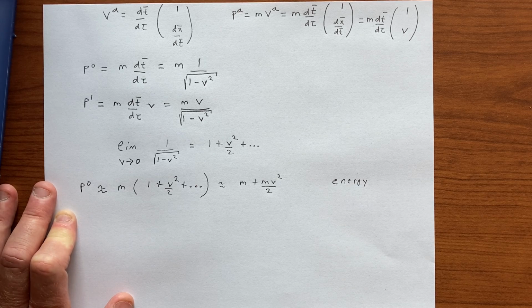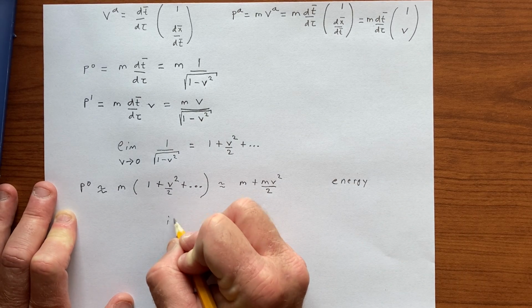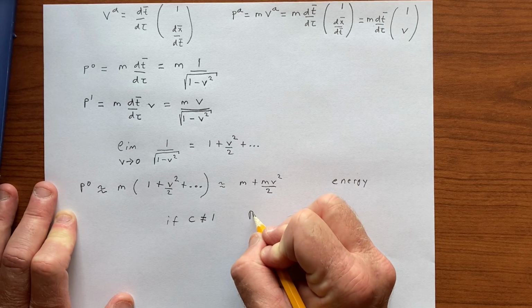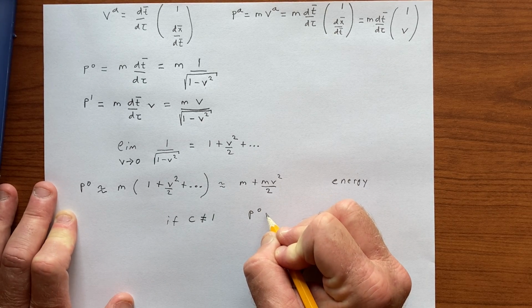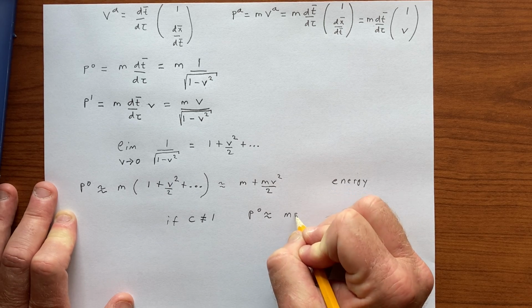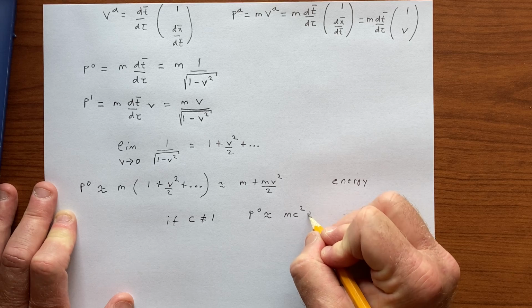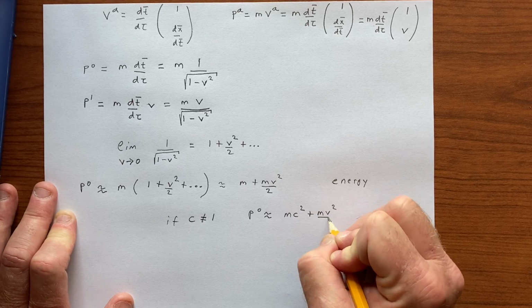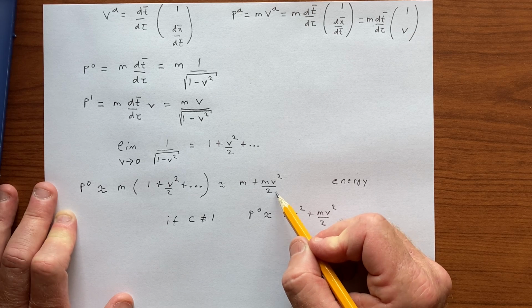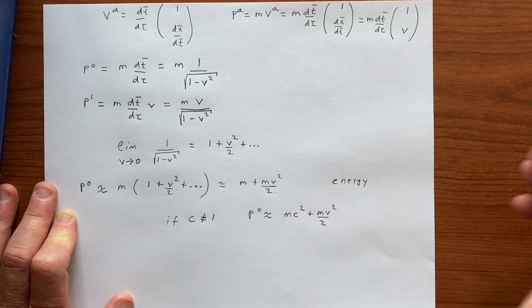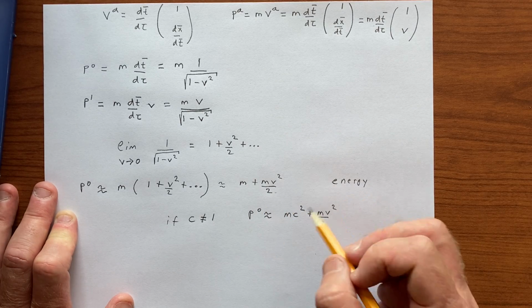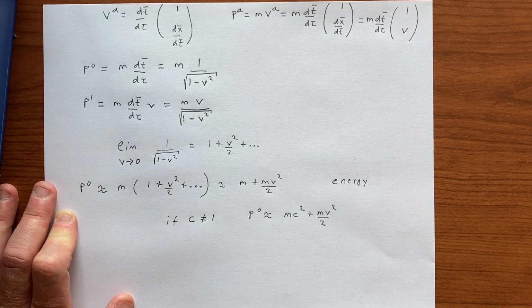And so again, if we throw back in the factor of c, then if c were not equal to 1, the P0 in the limit of v being small would approximately be mc squared plus mv squared over 2. We end up getting c divided by c squared here and multiplied by c squared here, so the c's would cancel. But here they would not. You would have a factor of c squared. It looks like that.